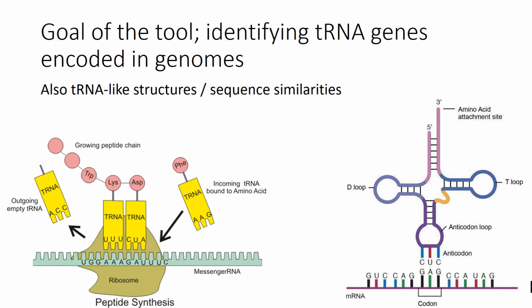So the goal of the tool is to identify tRNA genes encoded in genomes. It can also detect tRNA-like structures or sequences that have relatively high similarities to tRNA genes.